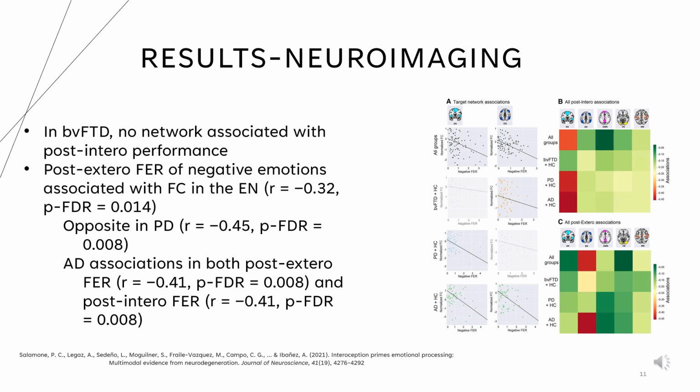Finally, the healthy control and Alzheimer's disease tandem presented significant associations between FC in the SN and post-interoceptive FER, with an R value of negative 0.43 and a PFDR value of 0.008. This was also shown between FC in the EN and post-exteroceptive FER, with an R value of negative 0.41 and a PFDR value of 0.008.